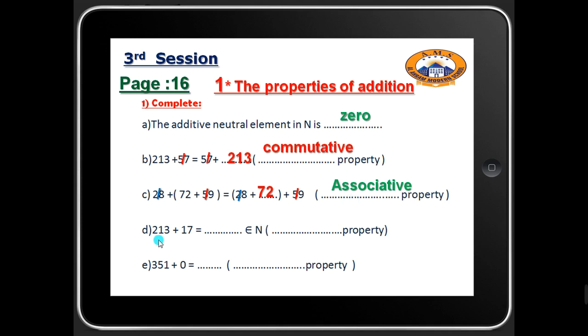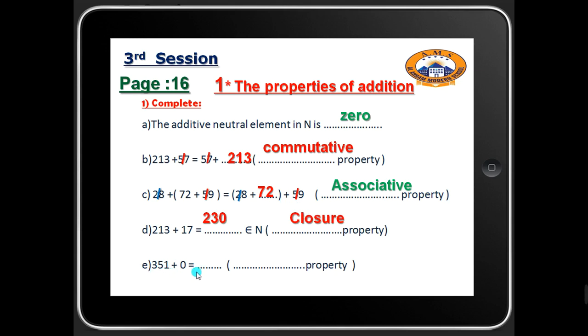Exercise number D, 213 plus 17. Here is an addition, so get the answer of the addition because I don't have any sign in the other part. So 213 plus 17 will give me, yes, 230. So these numbers belong to the set of the natural numbers. So this property, we call it, yes, the closure property.